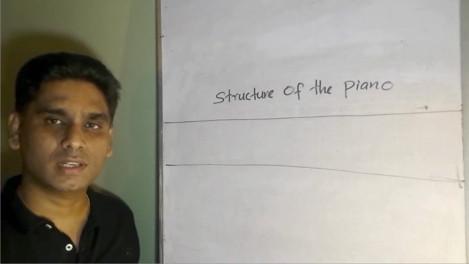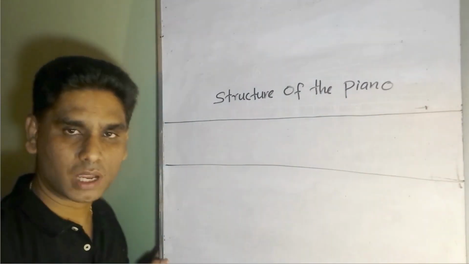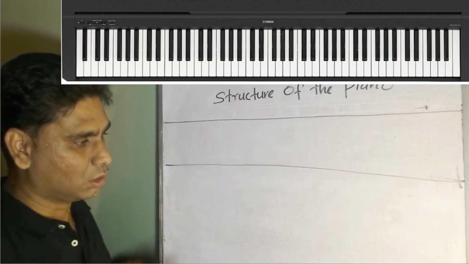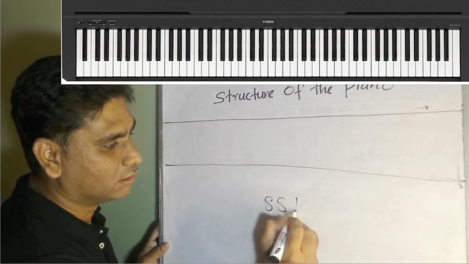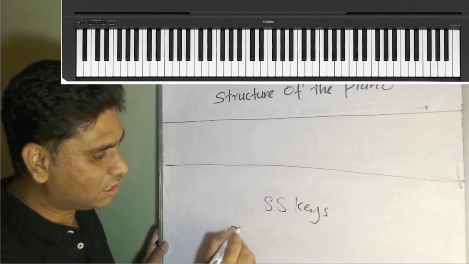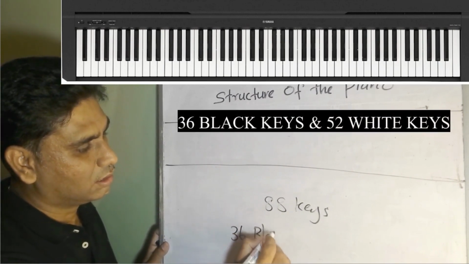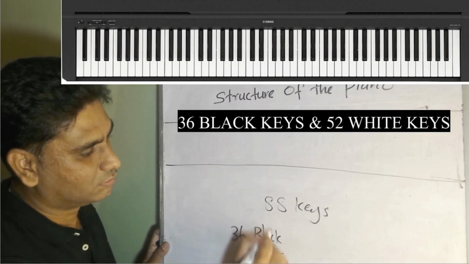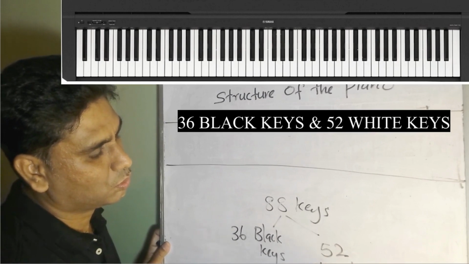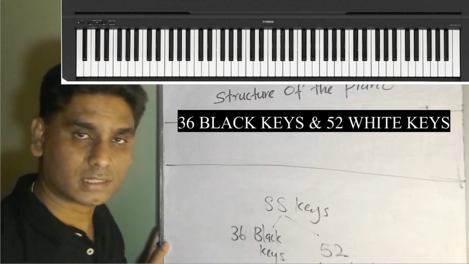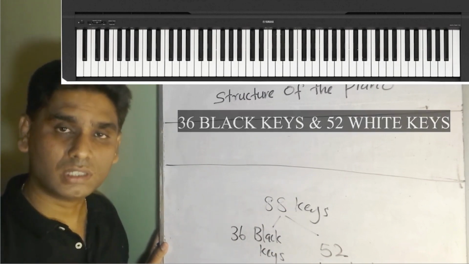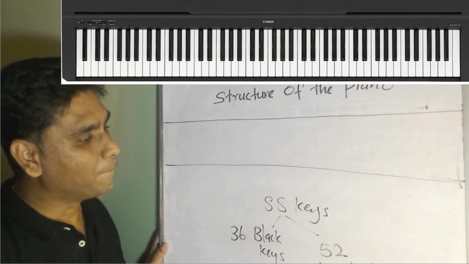Now we are going to learn the structure of a standard piano. A piano has 88 keys, which include black and white keys. There are 36 black keys and 52 white keys. Among these 88 keys there is one special note which is called middle C.